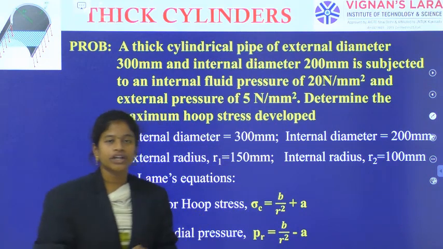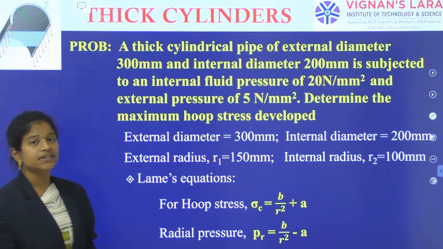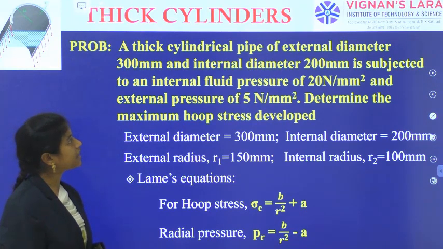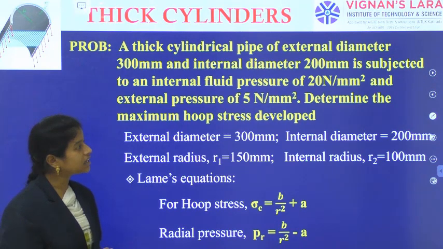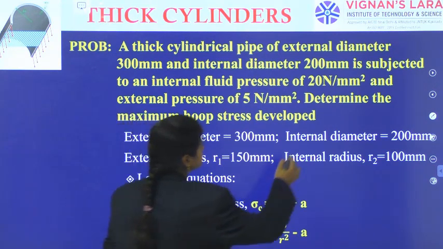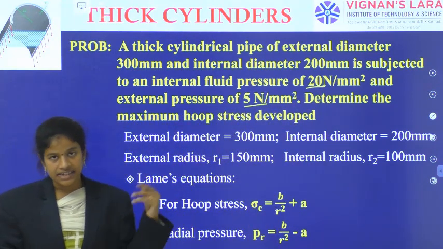Now, I am going into a numerical. First, understand the problem they have given. A thick cylindrical pipe of external diameter 300 mm and internal diameter 200 mm is subjected to an internal fluid pressure of 20 Newton per mm square and also an external pressure of 5 Newton per mm square. So, this problem will continue in the next class. Thank you.